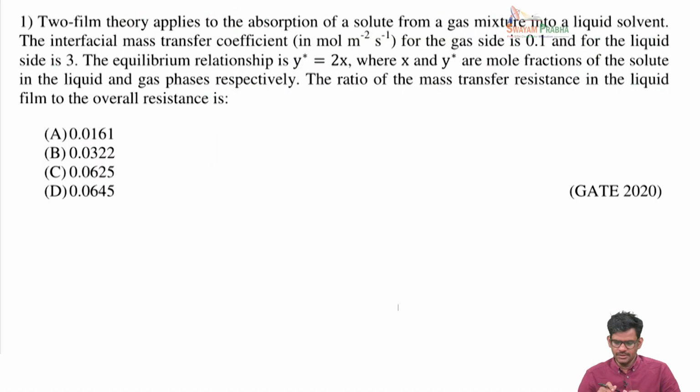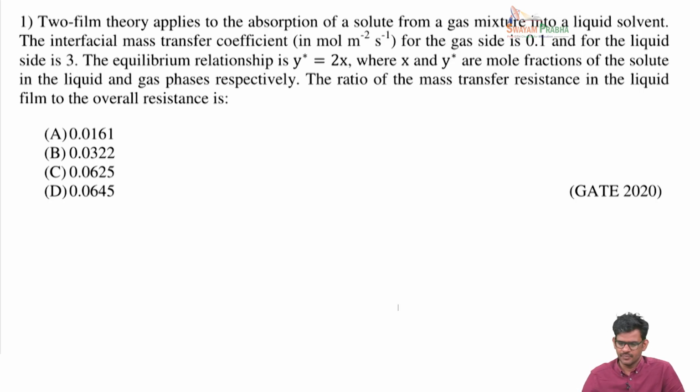So the problems in the problem sheets are actually curated in such a way that it aids our understanding of the concepts we discussed, while doing problem solving. So this is a particular question asked in GATE 2020, not long ago. It basically asks about the resistance for mass transfer in liquid phase versus its overall resistance.